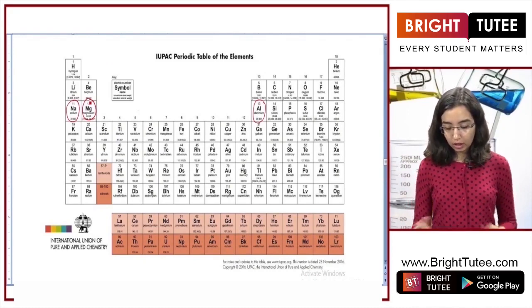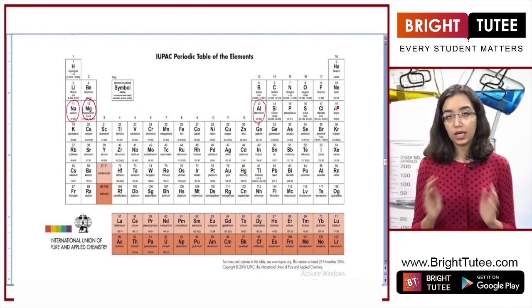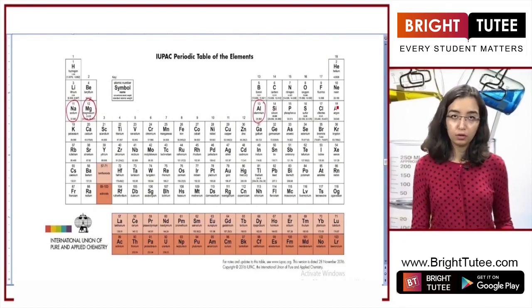Do you understand that? So because it was 3 in aluminium, it was more than 2, we added 10. Again, if it was 14, 15, 16 or any, the number of electrons was anywhere more than 2, then you add 10 to get the group number.